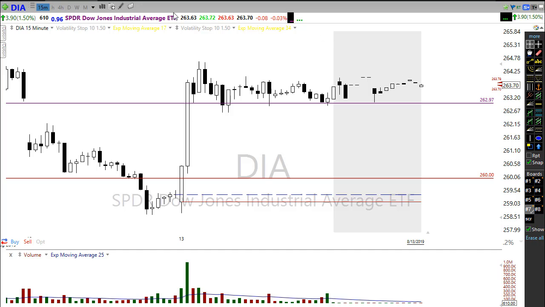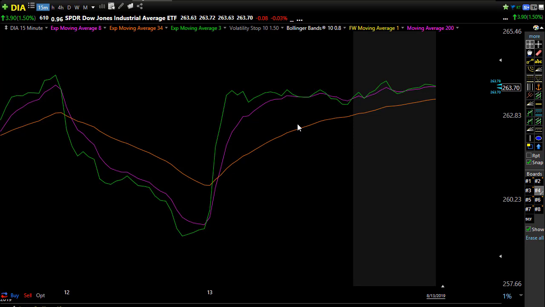Okay, so I can identify those right here. And I used to have scans to help me find this very simple pattern, where we get these three consolidations over the eight, squeezing in on the 34.